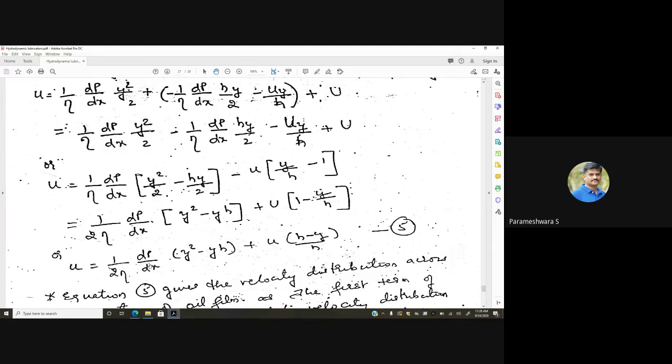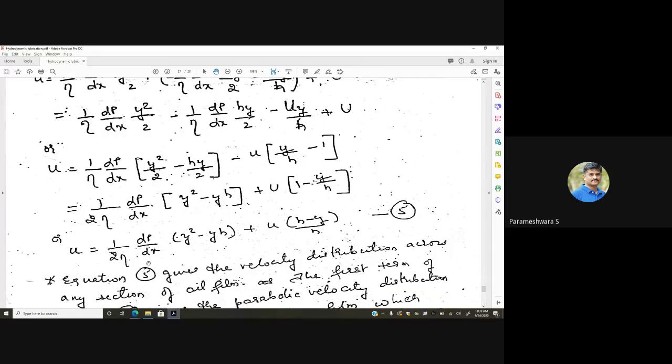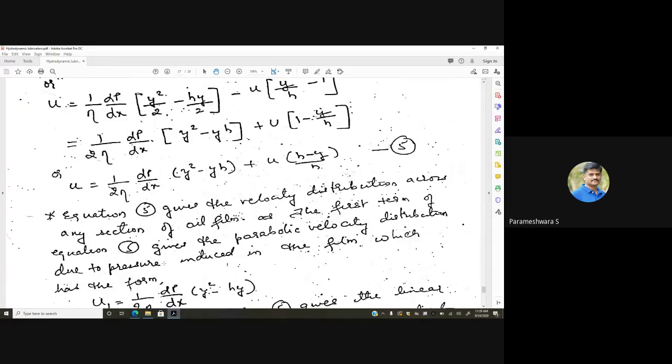So we will get the expression for velocity. So u is equal to 1 over 2 eta dp by dx into (y square minus yh) plus U into (h minus y) over h. So I will call this equation 5. So equation 5 gives the velocity distribution across any section of the oil film.